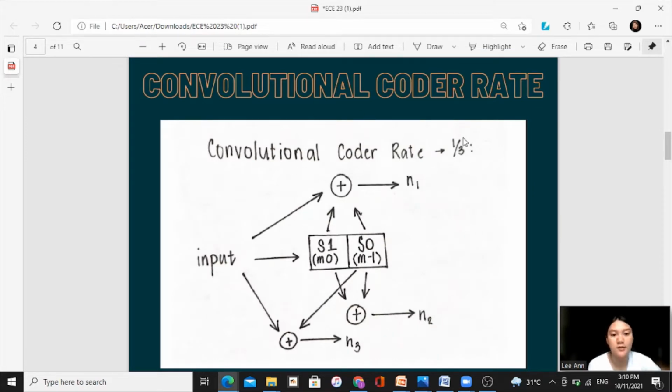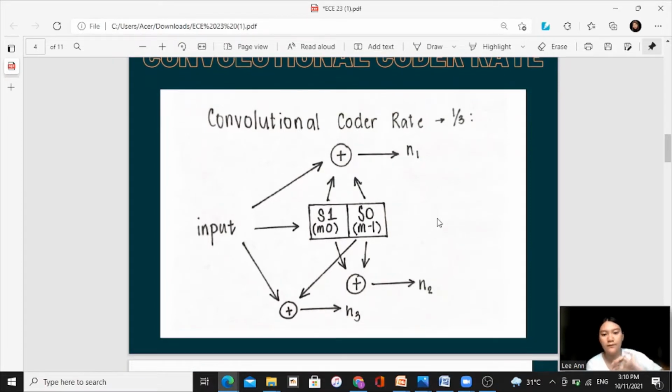The rate is 1:3. This means that for every one input, we have three parities or outputs, and these are called N1, N2, and N3. We have here two states, S1 and S0, which are the equivalent of M0 and M-1. And the operation used in the given formulas for finding the values of the parities is going to be XOR.